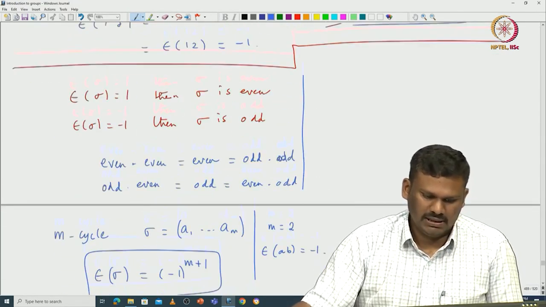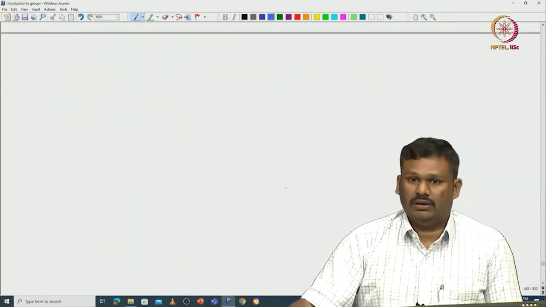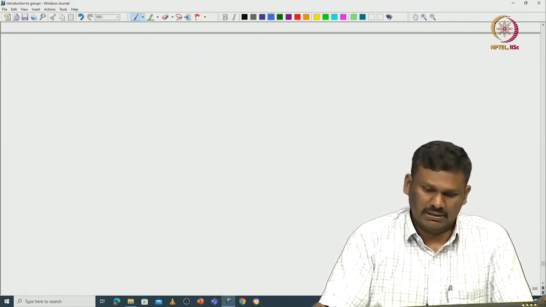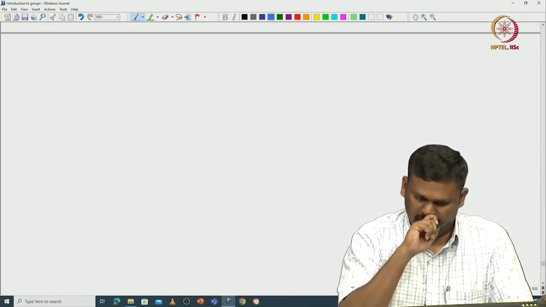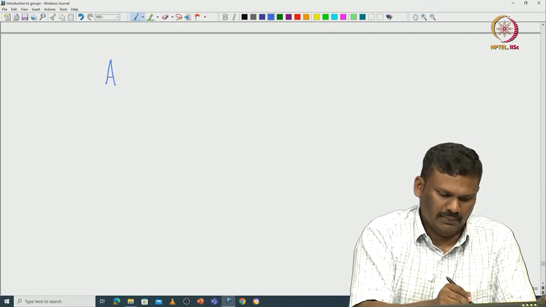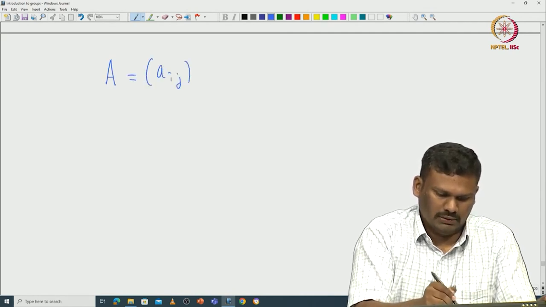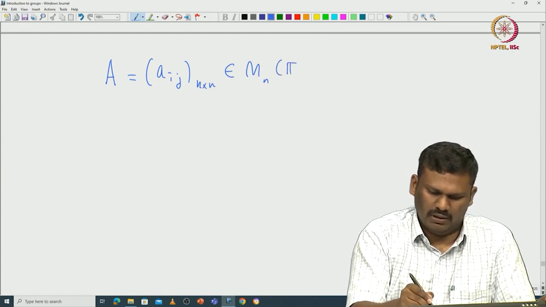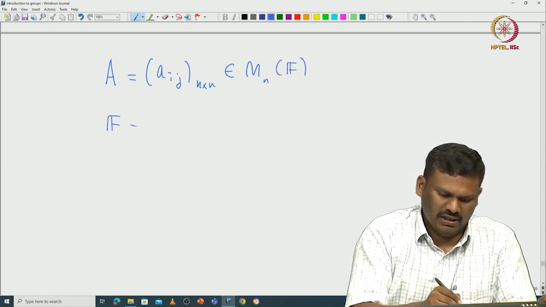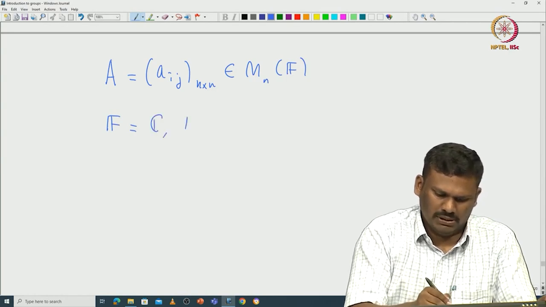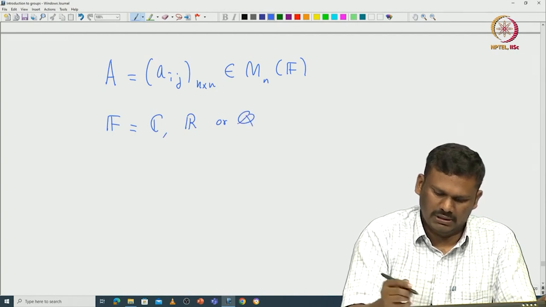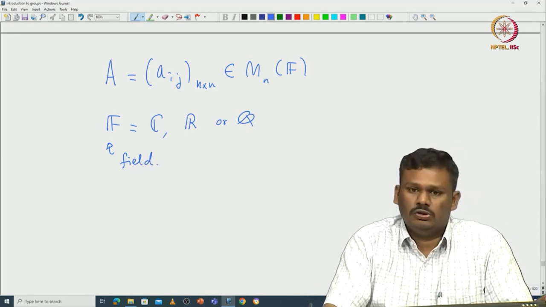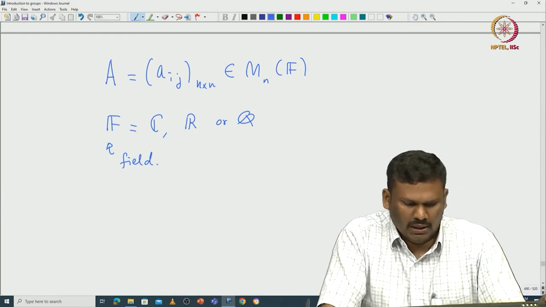In many places, this sign map is used very explicitly. For example, in the determinant formula for any n by n matrix, that is a place where it is very much used. If you start with a matrix A, which you call A_ij, which is an n by n matrix, let's say in M_n over a field F. So F is a field. For example, you can take it to be complex numbers, real numbers or even rational numbers, it is just any field. Then we are able to do multiplication, division and so on over this F.